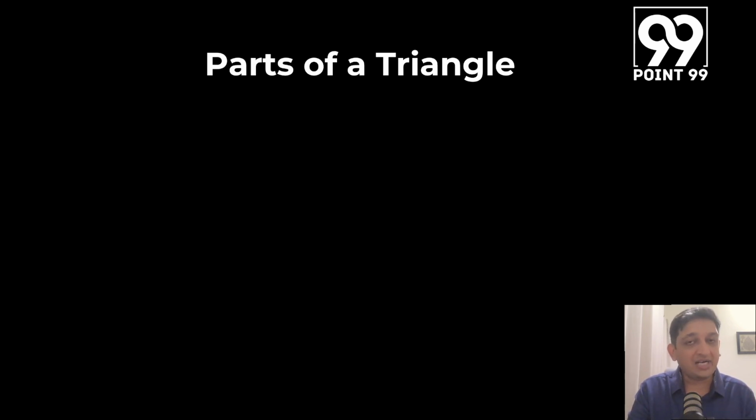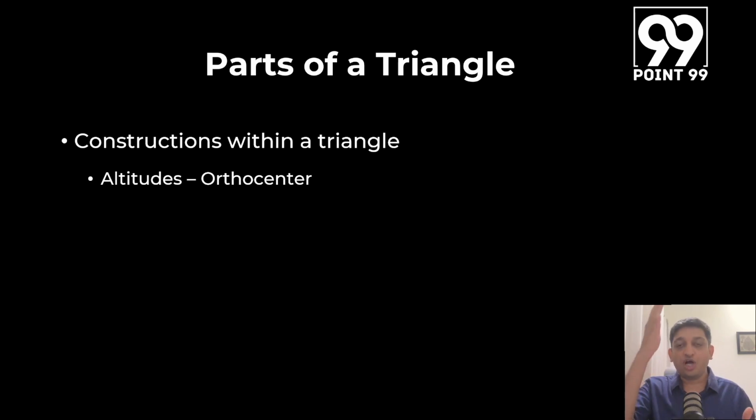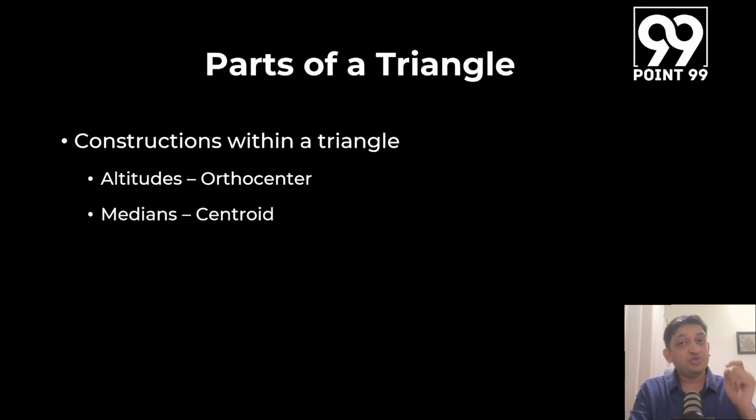Now going to the parts of a triangle. There are many parts of a triangle. Of course, the sides, vertices, and angles are all there, but we are also looking at constructions within a triangle, which include altitudes. If you drop a perpendicular from any vertex to the opposite side, it counts as a perpendicular or an altitude of that triangle. All three altitudes of a triangle will meet at a point, which is the orthocenter of the triangle. Similarly, if you join the midpoint of a side to its opposite vertex, then that will count as a median of a triangle.